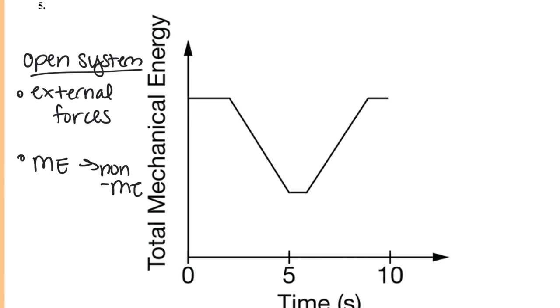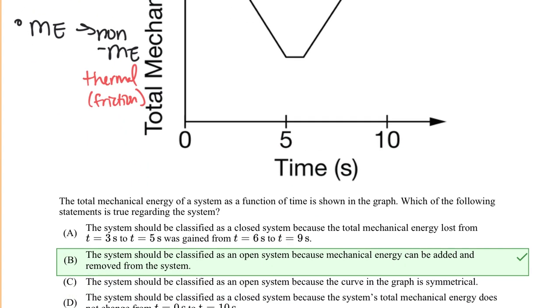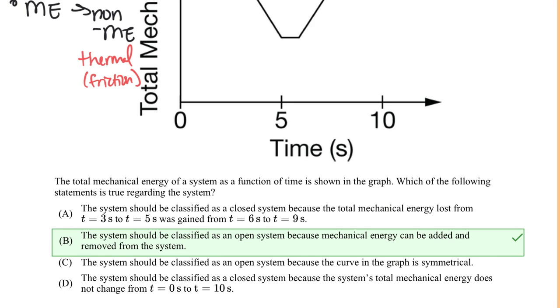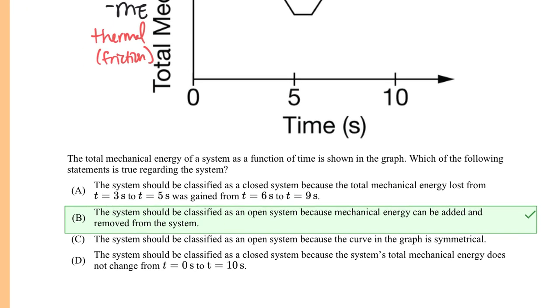And just a reminder, non-mechanical energy would be things like thermal energy, which is due to friction, or air resistance, which causes you to change that mechanical energy to things like sound energy. Okay, so our question: the total mechanical energy of a system as a function of time, which of the following statements is true? It's going to be B.